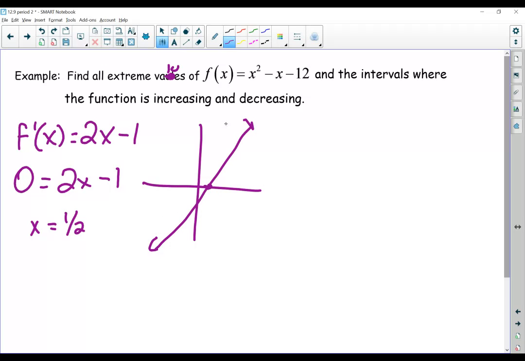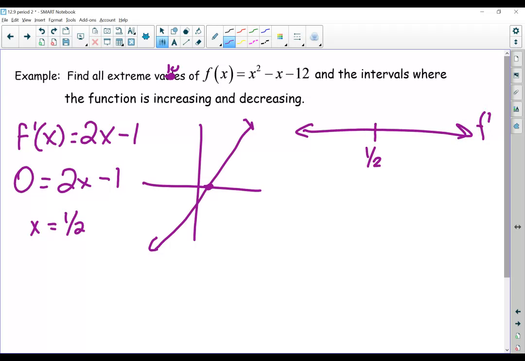So I can see if I graph the derivative function 2x minus 1, I know it's on the negative side from negative infinity to 1/2, and on the positive side from 1/2 to infinity, which means my function decreases and then increases. You can also do that using a sign chart.